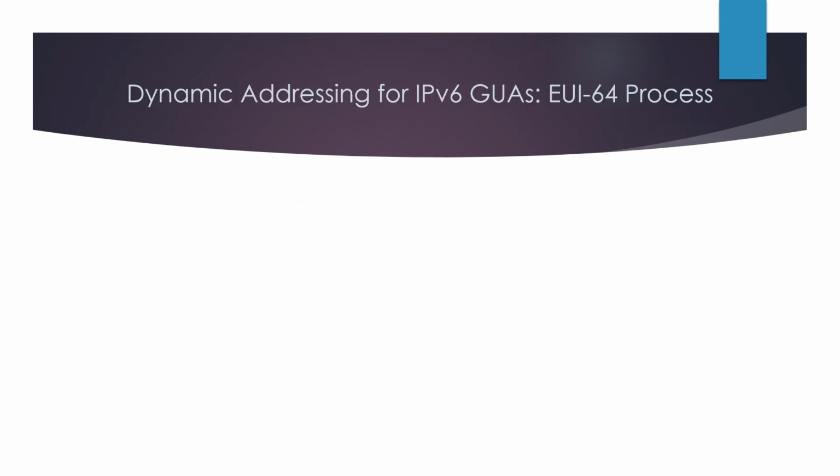The extended unique identifier, or modified extended unique identifier 64 process, uses the 48-bit Ethernet MAC address of a client and inserts another 16 bits in the middle of the 48-bit MAC address to create a 64-bit interface ID. We know that the Ethernet MAC addresses are usually represented in hexadecimal and are made from two main parts: the organizationally unique identifier, which is a 24-bit vendor code, and a device identifier, which is a unique 24-bit value.